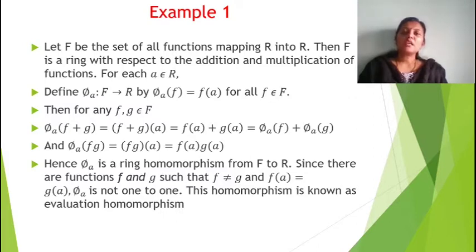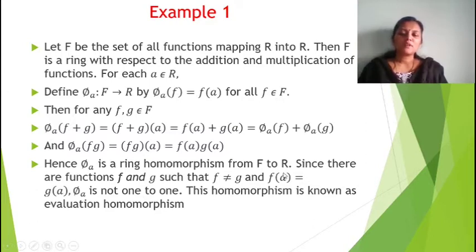Then for any f, g element of F, we are going to show the first homomorphism property. Phi A of f plus g is equal to (f plus g) of A, which is equal to f of A plus g of A, which is equal to phi A of f plus phi A of g. And phi A of fg is equal to fg of A, which is equal to f of A times g of A. Hence, phi A is a ring homomorphism from F to R.